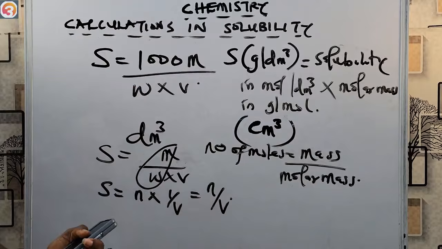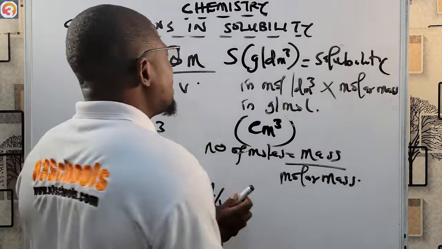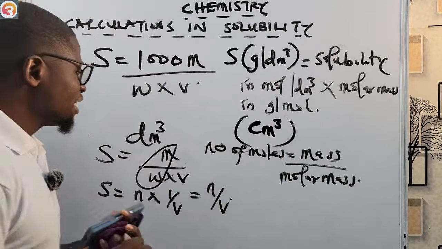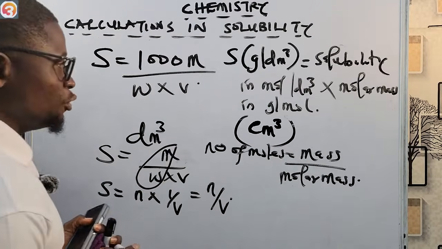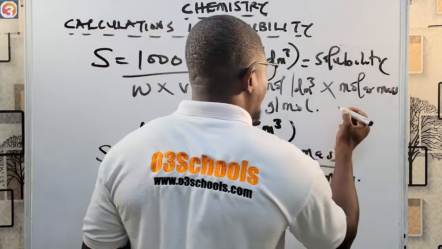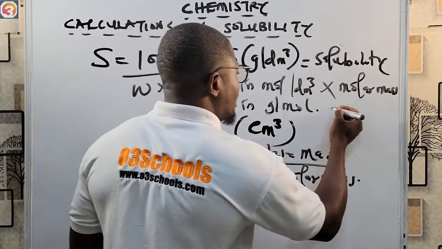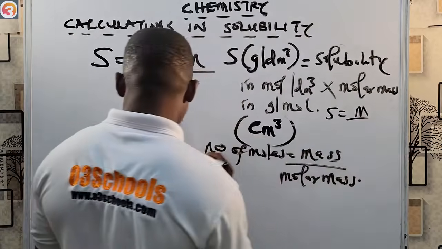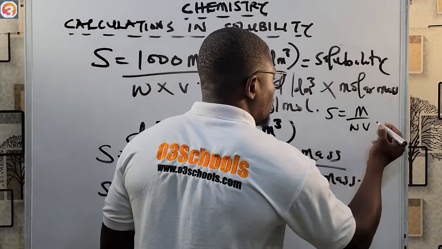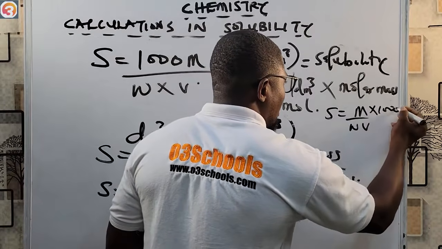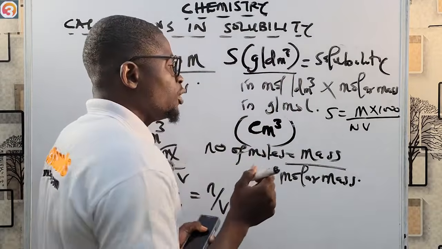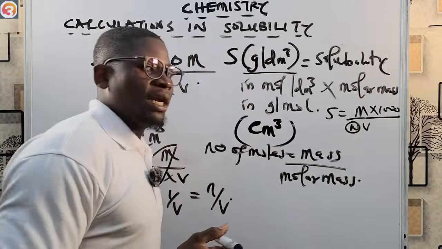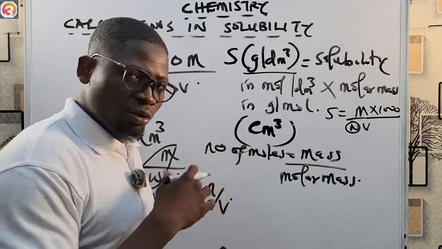And we also said that if solubility is given in gram per dm cube, this formula will be accepted. We already know that solubility here is m over wv, or 1000 times m over wv. If solubility is given in gram per dm cube, we remove this w from the formula, because it is not useful.